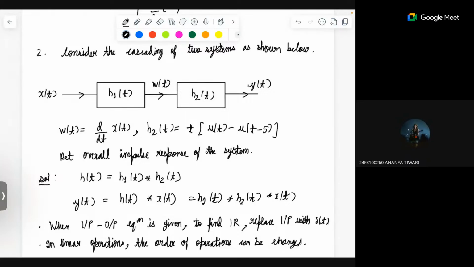Ma'am, in y of t, you wrote convolved with x of t also. So what is x of t? x(t) is just any input. I wrote this equation just to tell you what happens to input and output in the cascading. That's it. You don't really have to use this. You have to consider this. Okay. So now the question is clear. Yes. Okay, start.